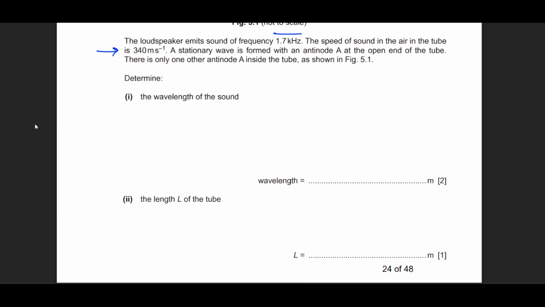Okay. So previously, what we can do is simply use V equals F lambda to find the wavelength. V is 340, given to us over here. Frequency is 1700 because it is 1.7 kilohertz. This is lambda. Lambda comes out as 0.20 meters. So this is 0.20 meters.